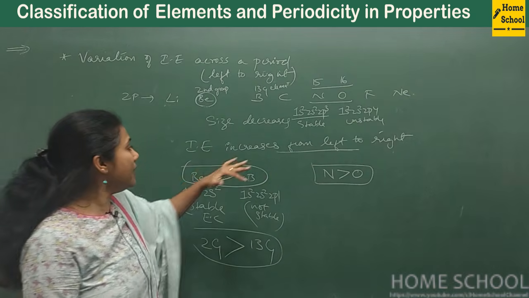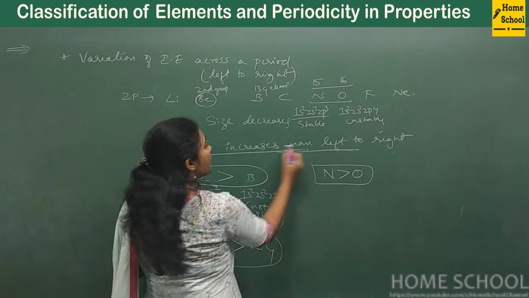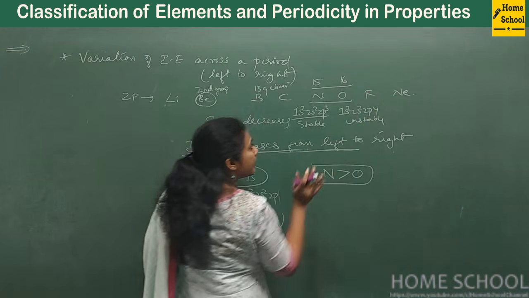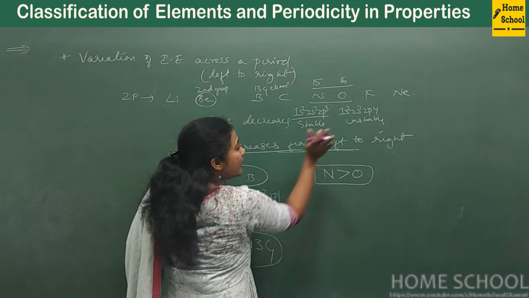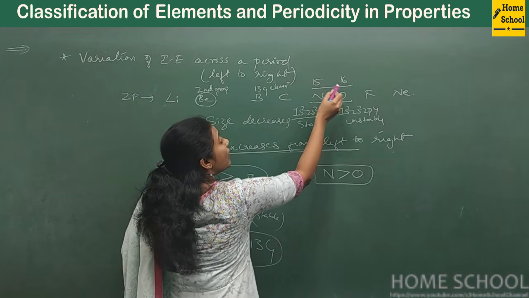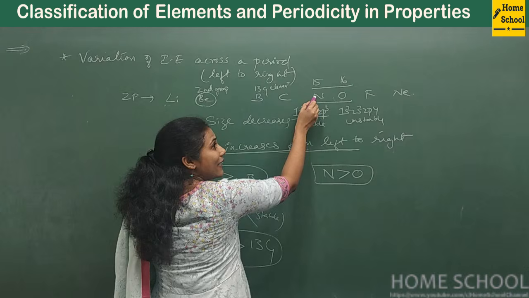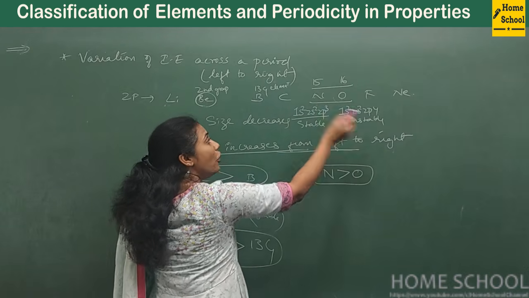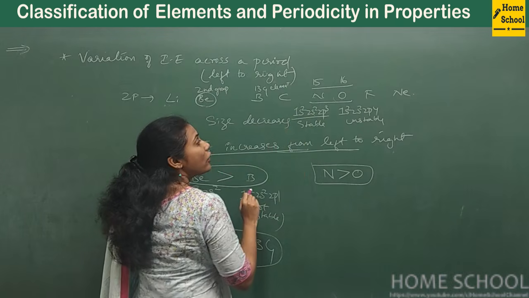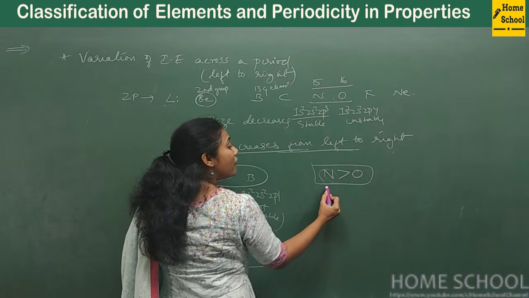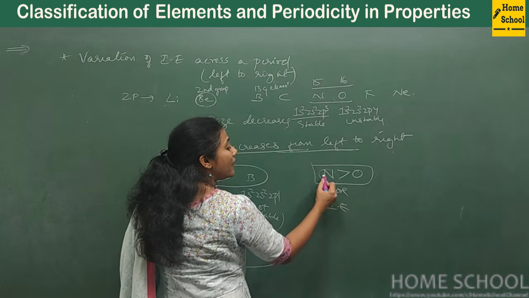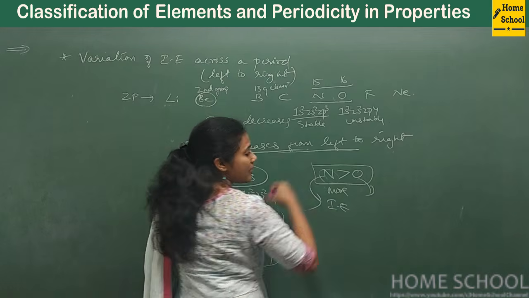Usually the normal trend is what? Ionization enthalpy must increase as you go from one group to another. So as a normal trend, you will expect that 16th group elements will have more ionization enthalpy than 15th group elements. But no, since 15th group elements have stable electronic configuration, these have more ionization enthalpy than oxygen.